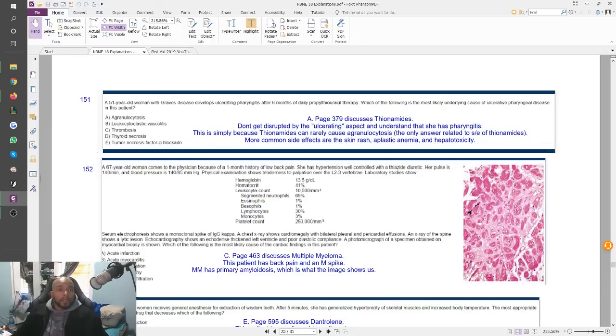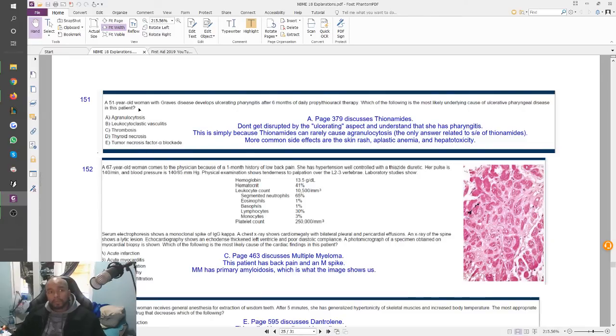So, 151. A 51-year-old woman with Graves' disease develops ulcerating pharyngitis after 6 months of daily propylthiouracil therapy. Which of the following is the most likely underlying cause of ulcerative pharyngeal disease in this patient? And then you look at your answer choices: agranulocytosis, leukocytoclastic vasculitis, thrombosis, thyroid necrosis, and TNF-alpha blockade.